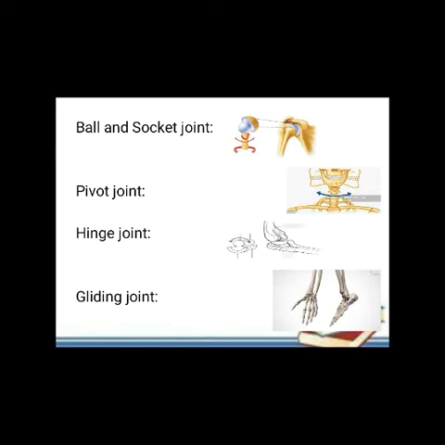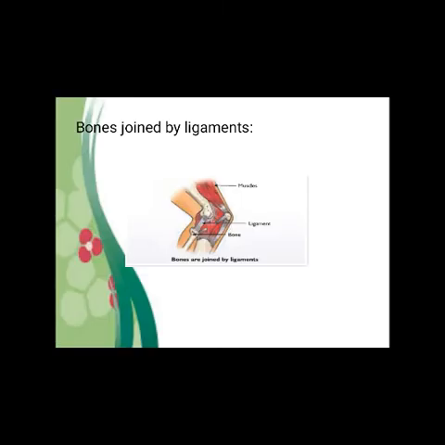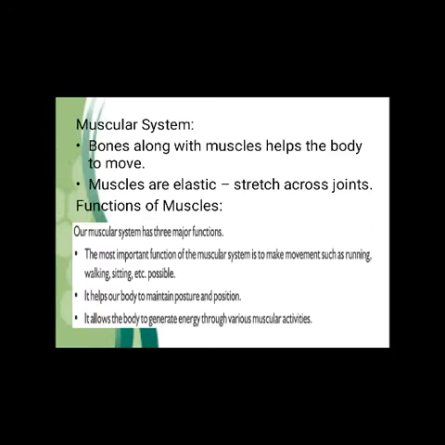Then hinge joint, which will be present in knee and elbow portion of the body, which allows our body parts to move in only one direction. And gliding joint, it will be present in wrist and ankle part, which helps in sliding one bone over the other. Next, ligaments, these are just tissue like material which helps in movement, joining of bones.